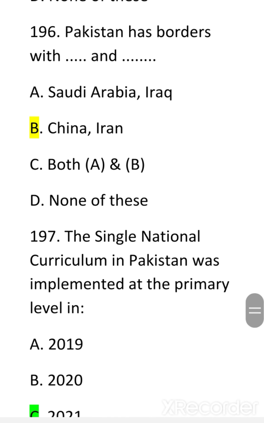Question number 196. Pakistan has borders with dash and dash. Option A Saudi Arabia, Iraq, B China, Iran, C both A and B, D none of these. Correct option is B China, Iran. The border between Pakistan and China is nearly 523 kilometers long and is situated in the northeast of Pakistan. The border between Pakistan and Iran, also called the Pakistan-Iran barrier, is 909 kilometers long.